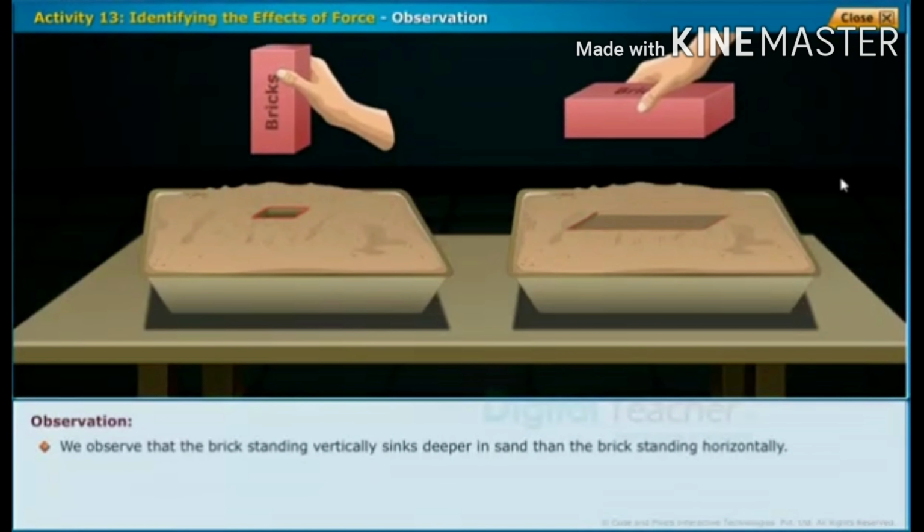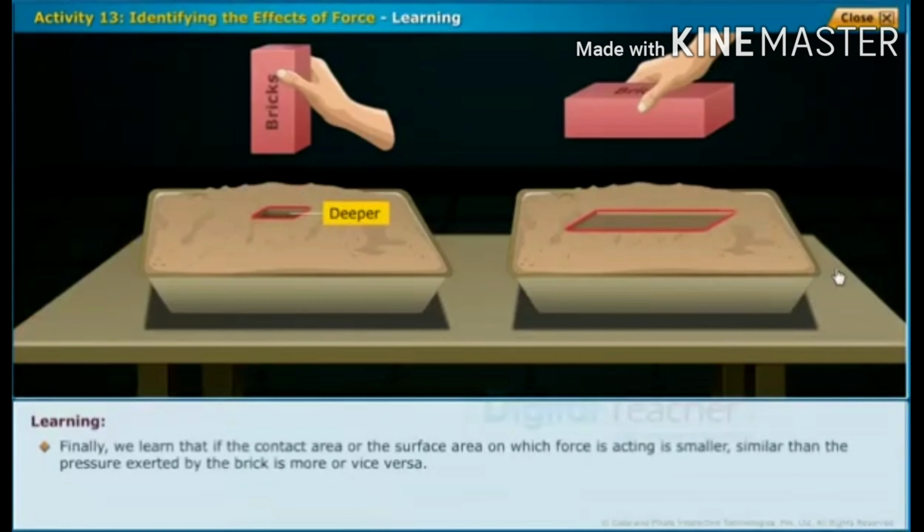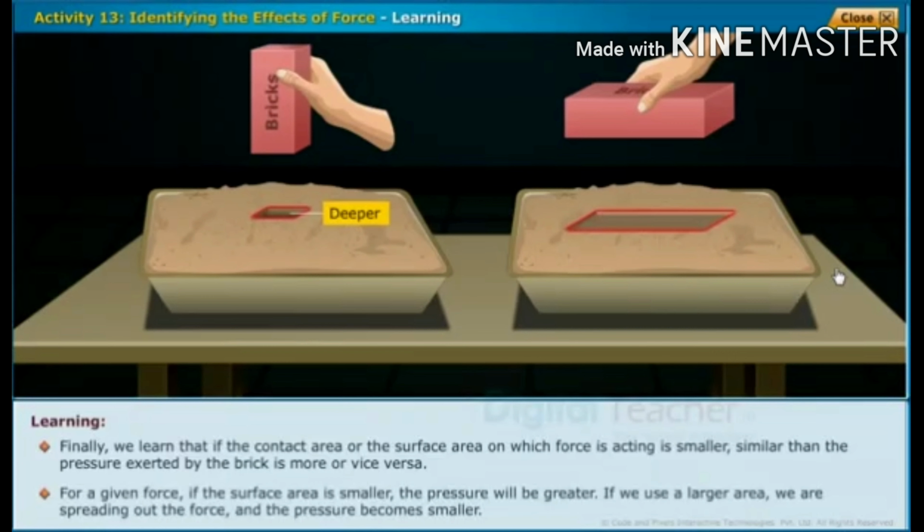Observe the changes. We observe that the brick standing vertically sinks deeper in sand than the brick lying horizontally. The depth to which the brick sinks in the first tray is deeper than that in the second tray. So from these observations, finally we learn that if area of contact is less, effect of force is more. If area of contact is more, effect of force is less. If we use a larger area, we are spreading out the force and the pressure becomes smaller.